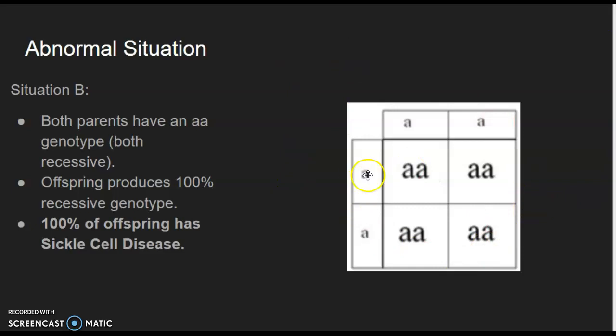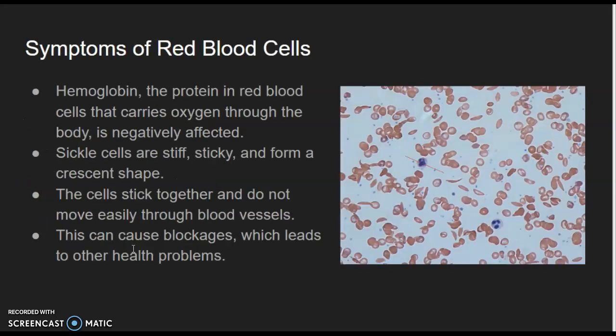Based on this information, it's very important to get tested if you're a carrier and try not, if possible, to have offspring with somebody else if you have sickle cell yourself with somebody else who also has sickle cell.